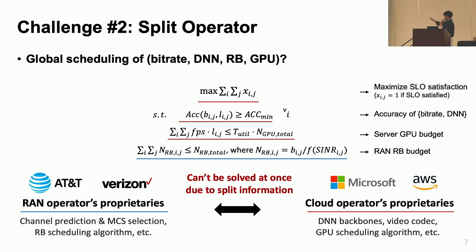So for example, in this formulation, the cloud operator has access over the first 3 lines, whereas the RAN operator has access over the last line. And actually coordinating the two schedulers to work on a shared problem is very challenging, because not only would each operator not like to grant the control of its resources to another scheduler, they would also be reluctant to disclose their scheduling algorithms, which are mostly operational proprietaries, like for RAN, the channel estimation or RB scheduling algorithms.